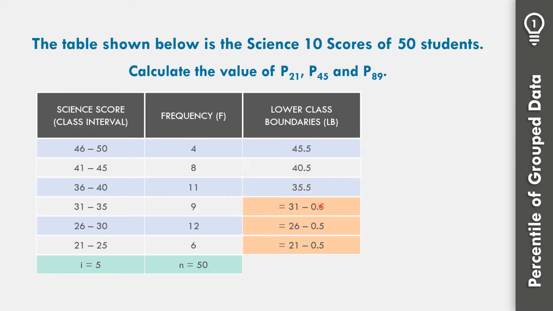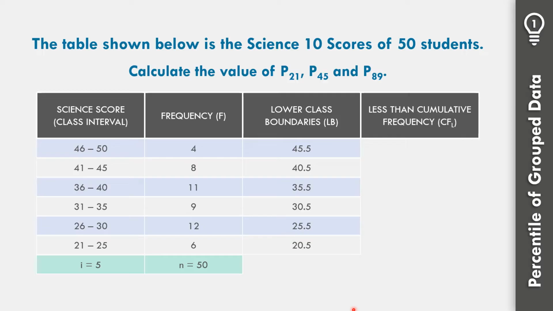36 minus 0.5, that is 35.5. 31 minus 0.5, that is 30.5. 26 minus 0.5, that is 25.5. 21 minus 0.5, that is 20.5. How about the less than cumulative frequency?